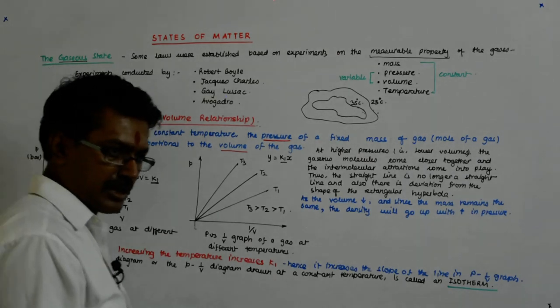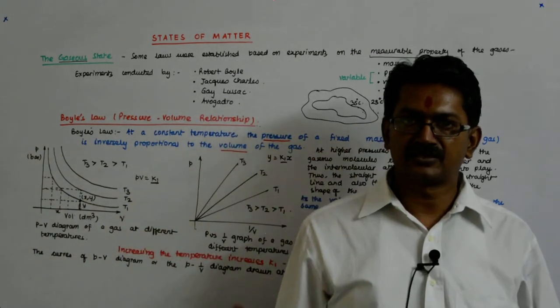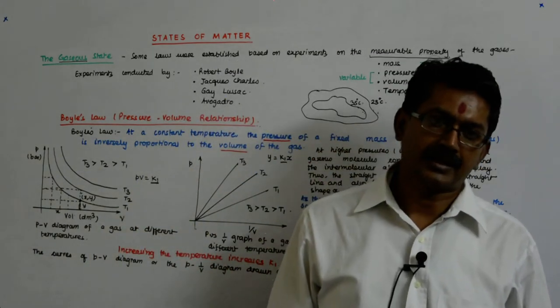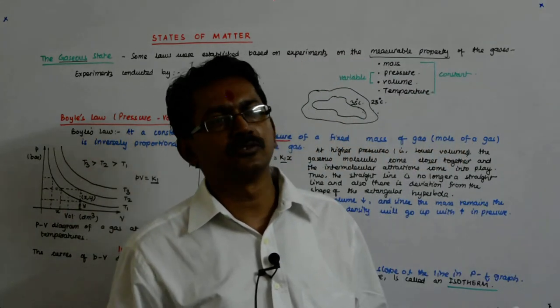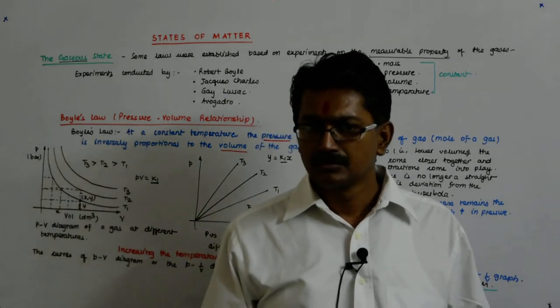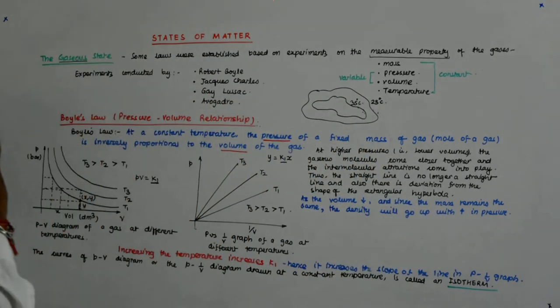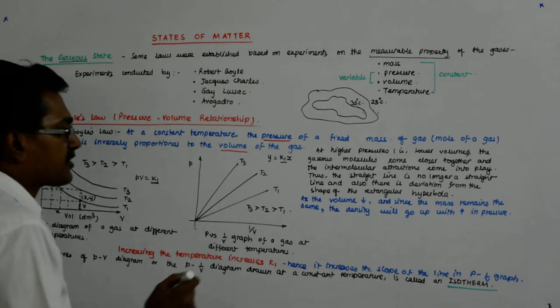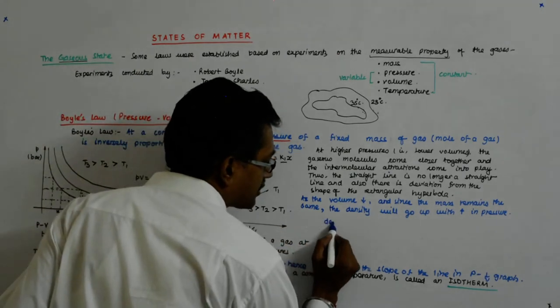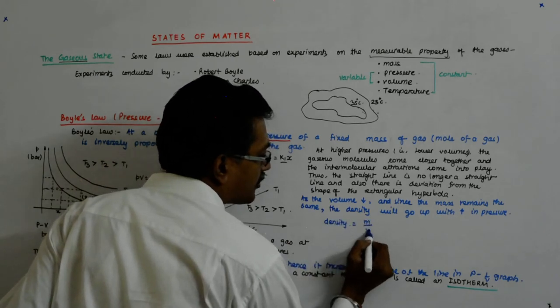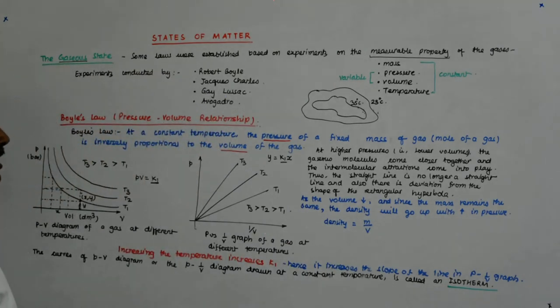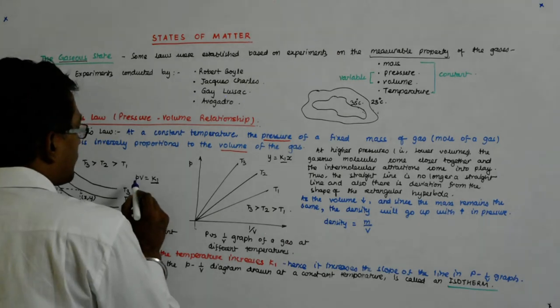As my volume goes down, and I am saying that the mass remains the same, and that happens when the pressure goes up. It's not that volume going down is some natural phenomenon. Fine? Okay? You have to force it. So the density will go up with increase in pressure. How? Now, what is density? Density is equal to mass upon volume. Correct? And what is 1 upon V?